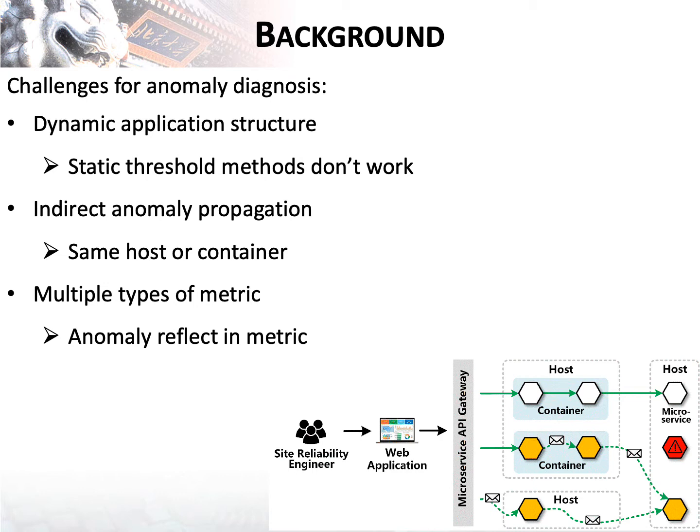The second challenge is indirect anomaly propagation, such as services on the same host or container affecting each other. This propagation is not included in the core graph, so methods based on an accurate core graph cannot deal with it properly. In this example, the read service is on the same host as the other two services. It is very likely that when the read service consumes too many host resources like CPU or memory, the other two services will also experience performance degradation.